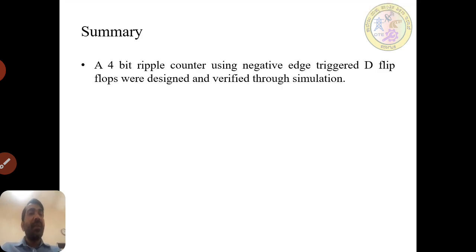So the summary of what we have seen in this session is the negative edge triggered flip flop, which will be used to generate the counter, which will work as the counter circuit. And also we have seen how to write the design block and how to write the stimulus block.